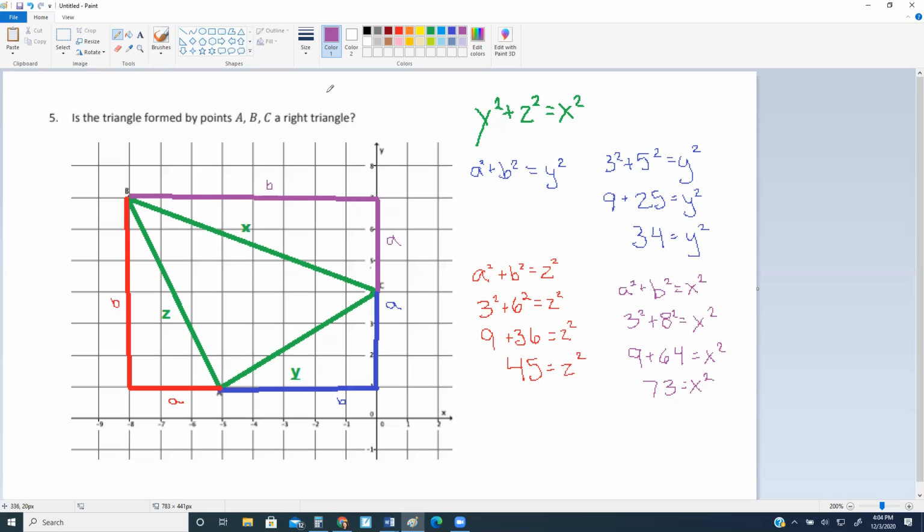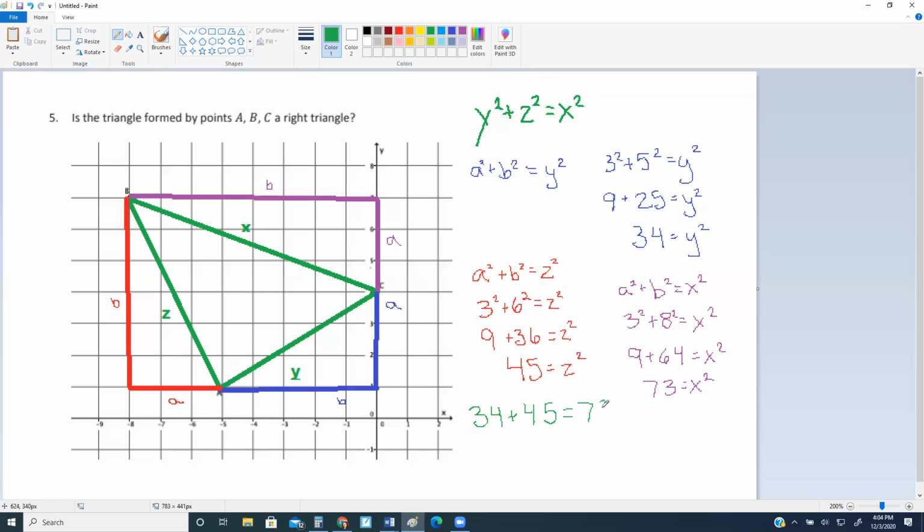So now we need to solve for this green triangle. And this is why I did not take the square root of these. I know that Y squared plus Z squared equals X squared. Y squared is 34. If this is a right triangle, I'll have 34 plus Z squared, which is 45. And if it's a right triangle, these two should equal X squared, which is 73.